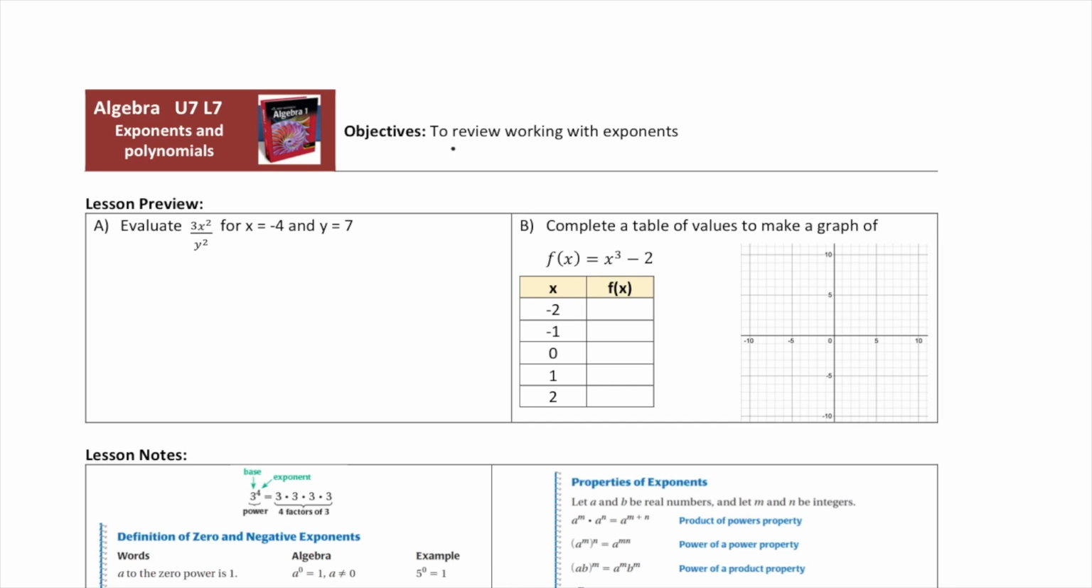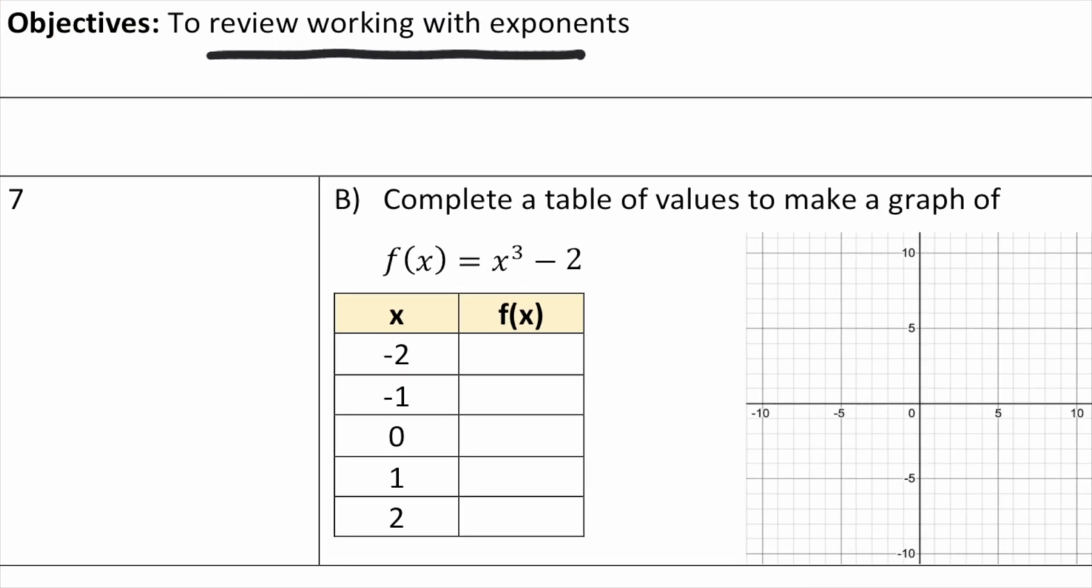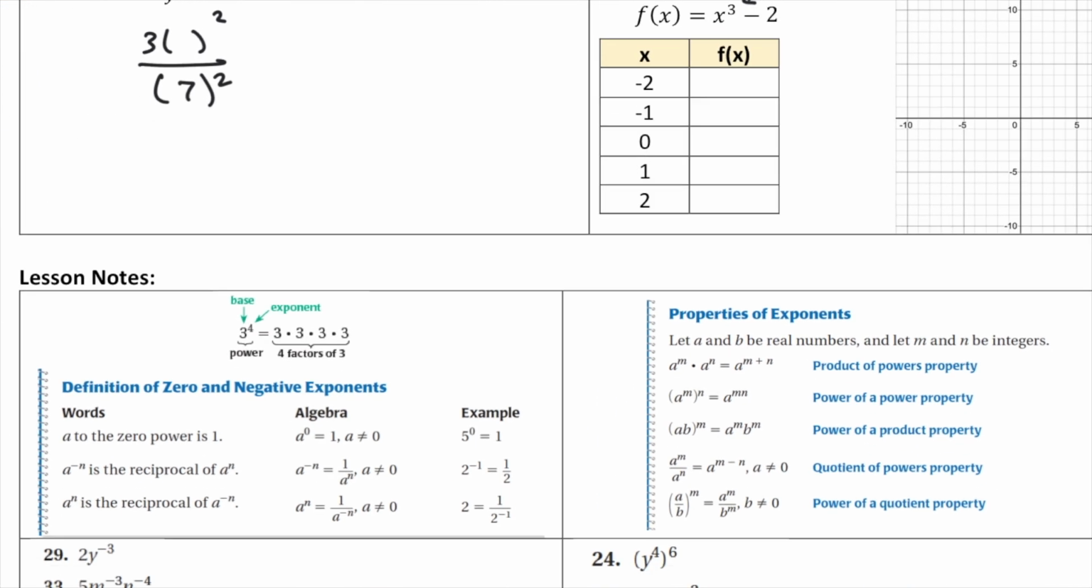For today's lesson, we're going to review working with exponents. As you look at question A, be reminded that parentheses are essential when substituting and evaluating your expressions. Make certain that you use parentheses. Question B, you're reminded that functions that are x to the third are going to give you a new curve as you graph each problem.